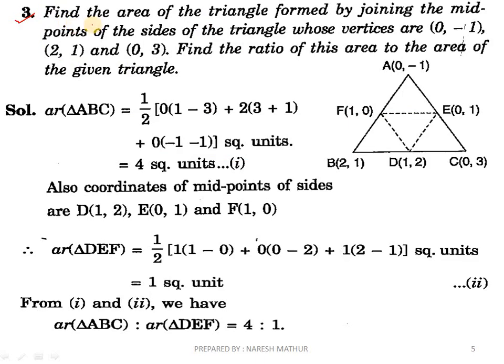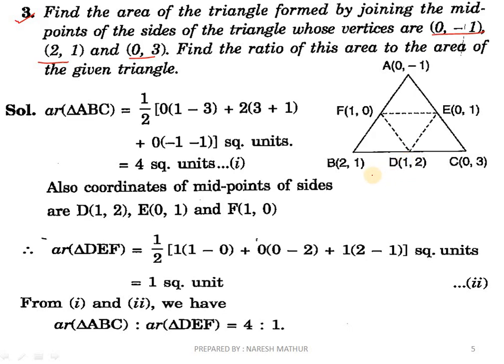What we have to do, we are given a triangle whose vertices are (0, -1), (2, 1) and (0, -3). Let's say ABC is the triangle. Now one more triangle we are forming by joining the midpoints of these line segments. Let's say D is the midpoint of BC, E is the midpoint of AC and F is the midpoint of AB.